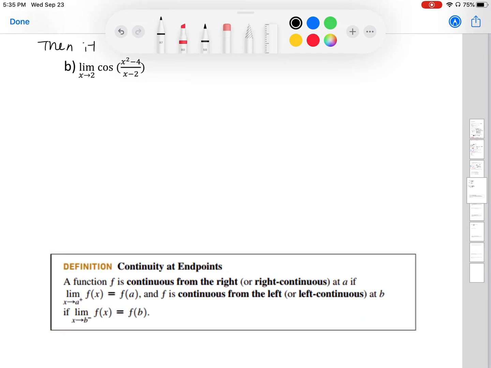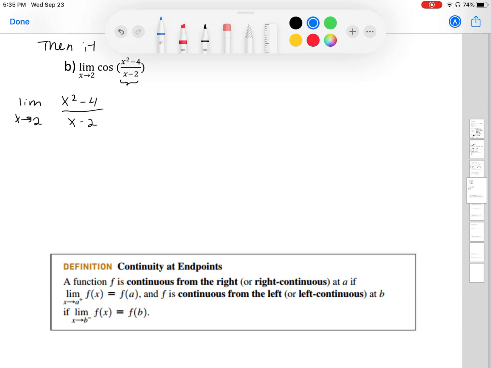Next one. The limit as x approaches 2 of cosine of (x squared minus 4) divided by (x minus 2). Okay, so let's disregard the cosine and work with our inner function, just like we did before. So let's try to take the limit as x is approaching 2 of (x squared minus 4) divided by (x minus 2).